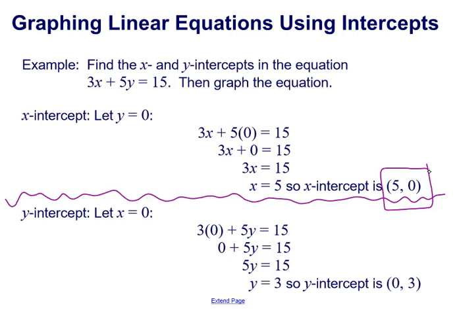For the y-intercept, then the opposite, we have x equals 0. So substituting that into our equation, we have 3 times 0 plus 5y equals 15. But 3 times 0 is 0, so that goes away, leaving us with 5y equals 15. And dividing both sides by 5, we get that y equals 3. So that means the y-intercept is 0, 3.